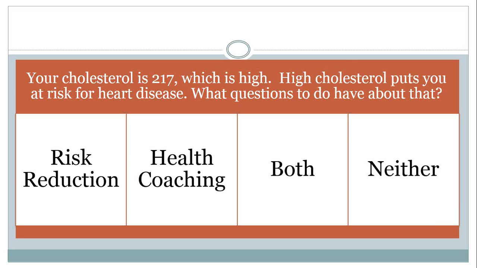So the next sentence, your cholesterol is 217, which is high. High cholesterol puts you at risk for heart disease. What questions do you have about that? If we were going to assign this, it would be risk reduction. We're telling the client where they fall and what their risk is, and then we're checking in with them. This is a very clear, concise example of risk reduction.